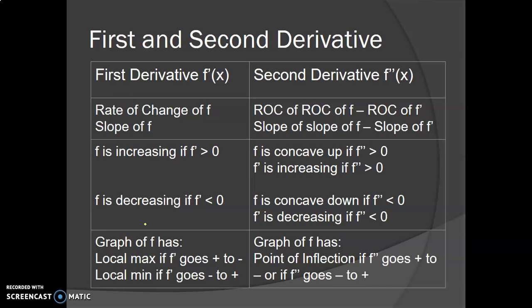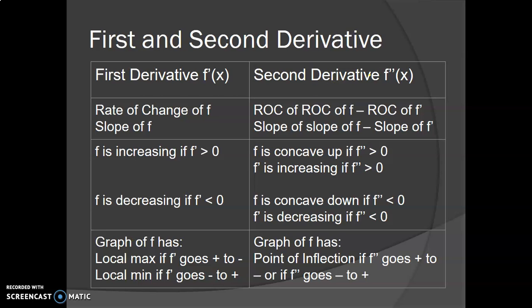And the first derivative can help you find local maxes and local mins. A local max would happen if f prime goes from positive to negative. If we go from increasing to decreasing, we're at the top. A local min happens if f prime goes from negative to positive. So if we go from decreasing to increasing, we're at a local minimum. So the first derivative will help you answer questions about slope, about when f is increasing and decreasing, and about local maxes and mins. These might also be your absolute maxes and mins. You would also need to check the endpoints.